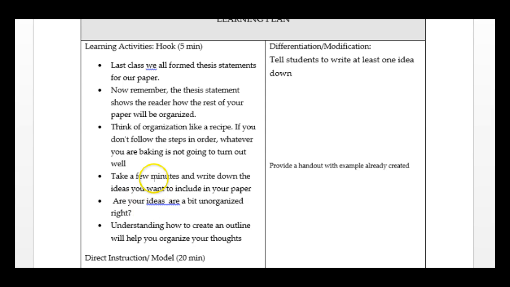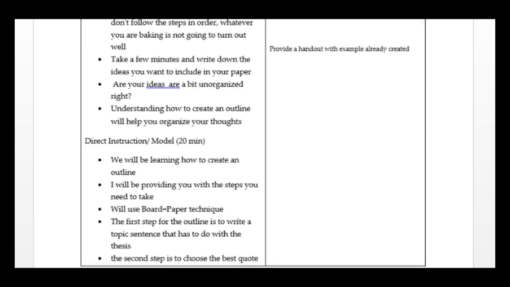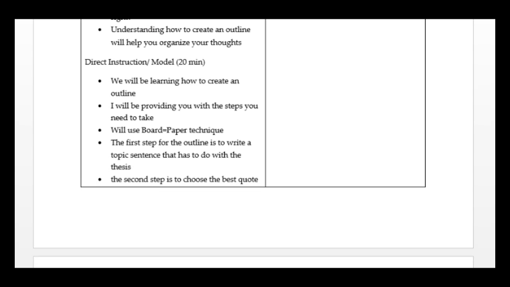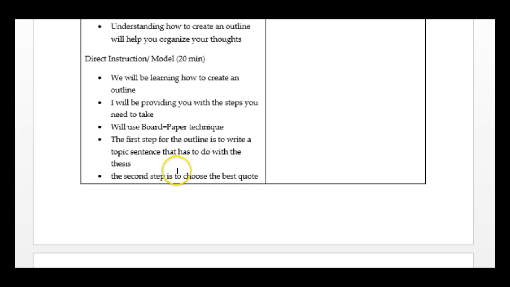All right. You jump straight from giving the kids the direction to write down ideas without instructing them how to do it, right into how to create an outline that'll help you organize your thoughts. And really what your outline is here in your direct instruction section is how to structure a paragraph.